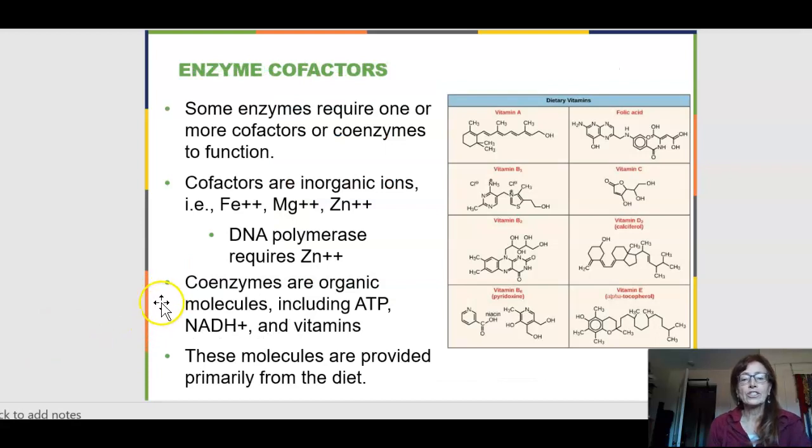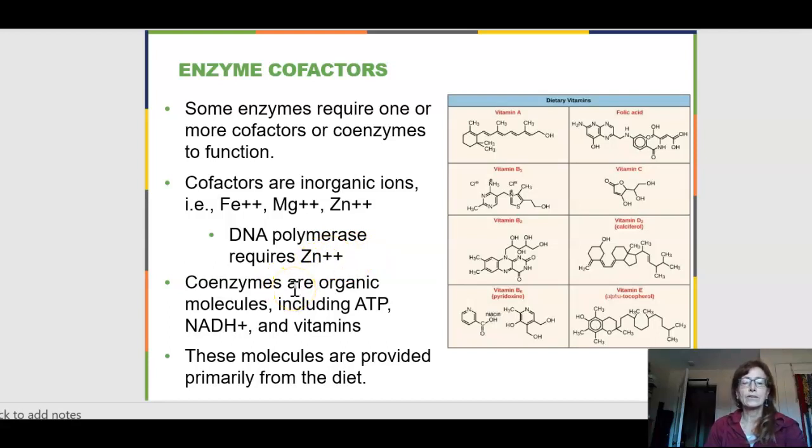Another thing we mentioned is that some enzymes may not get changed allosterically by something, but they may need something to help them anyway. These are called cofactors or coenzymes. If it's a cofactor, it's usually an ion. If you remember, DNA polymerase was an enzyme that helped DNA to make another copy of itself, and it needs zinc. So that 2+ is what we're seeing here, zinc.